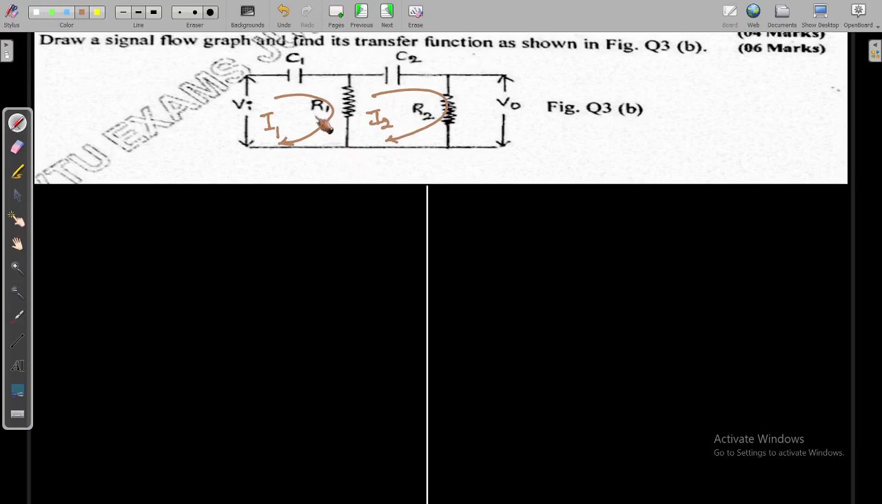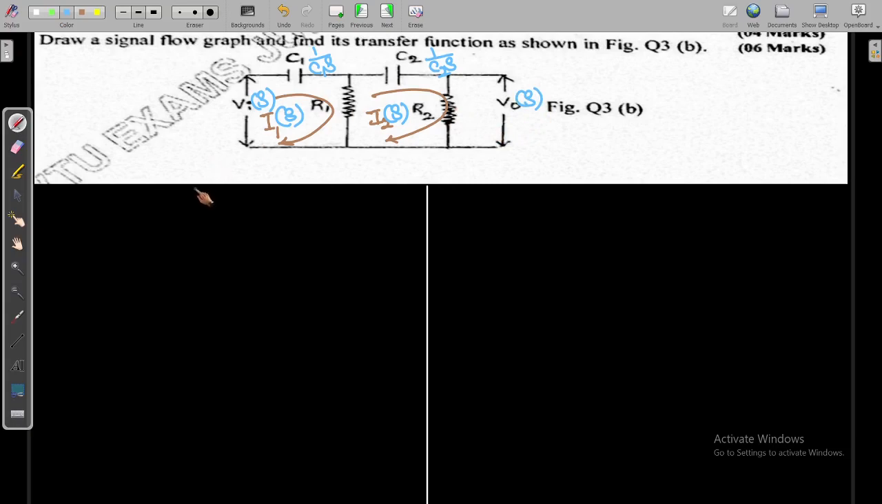After that, whenever you redraw the network in the S domain, what are the changes? You have I1 of S, next I2 of S. Next VA will become VA of S, 1 by C1 will become 1 by C1 into S, C2 will become 1 by C2 into S, next V0 will become V0 of S. So these are the changes whenever you redraw the network in the S domain.